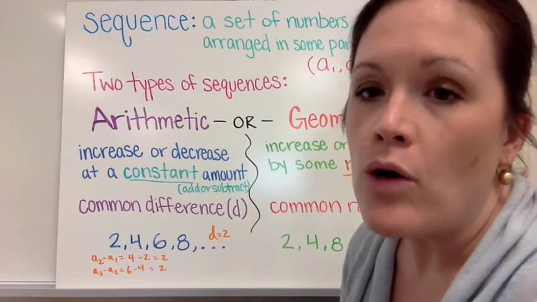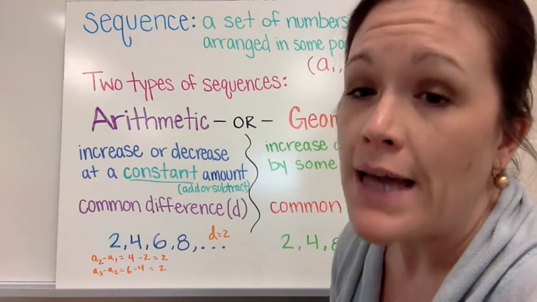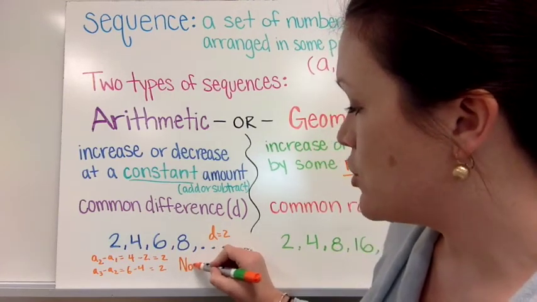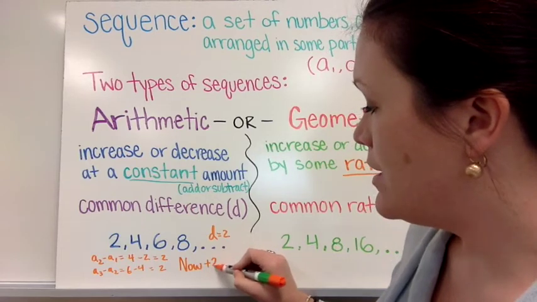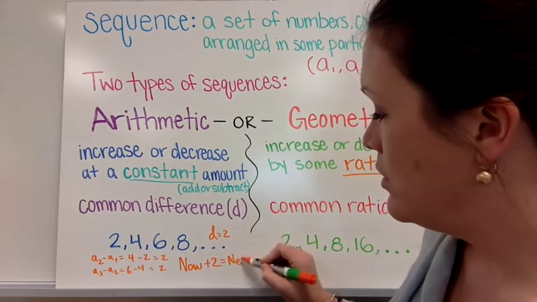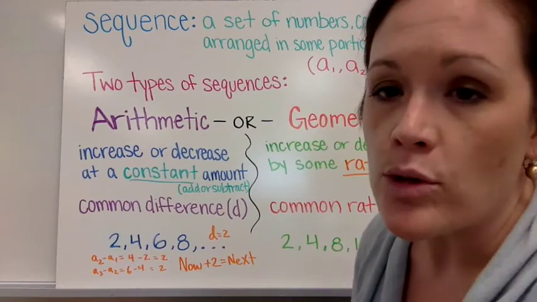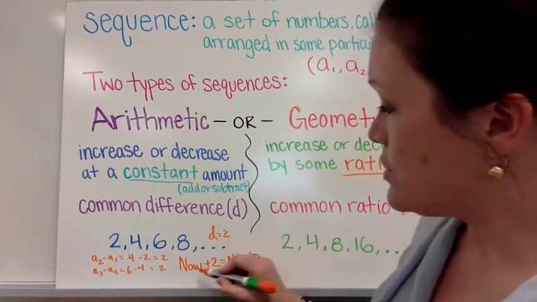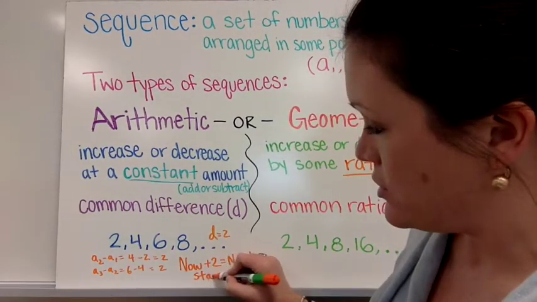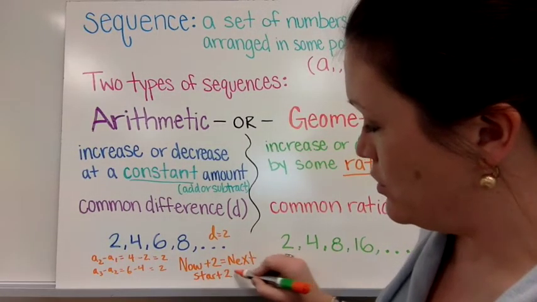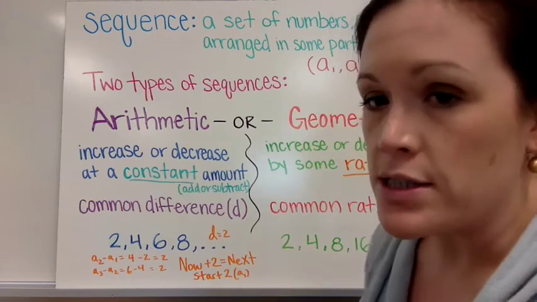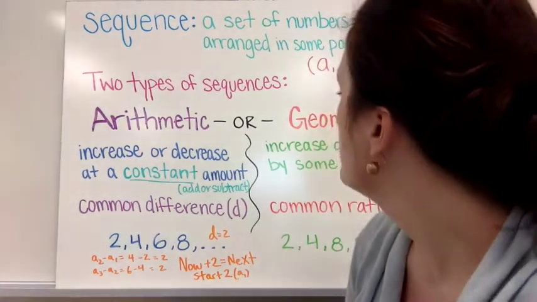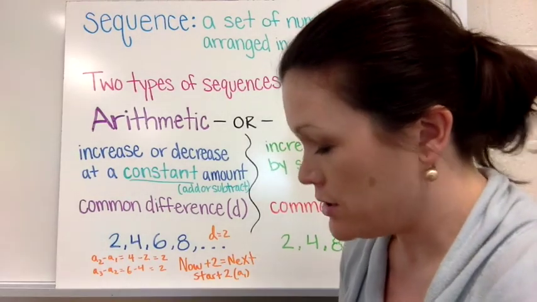And then we can think about when we learned about our now next equations, we would say now, so the term we have now plus 2 would equal the next term. So that's how it would look in a now next format. And we need to point out that it started with 2. That is our a sub 1, because the first term is usually very important with some formulas we're going to learn about later. So let's look at a geometric sequence over here.